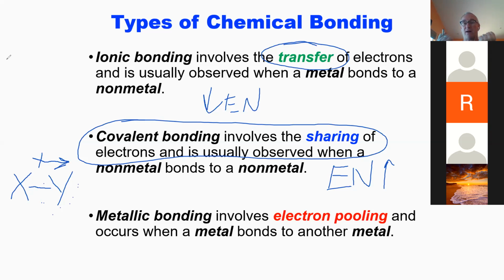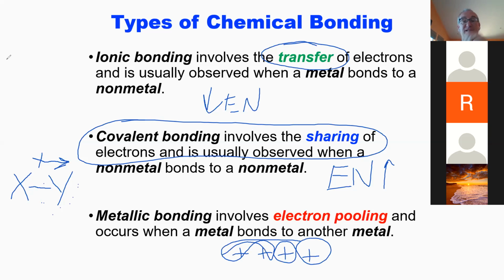And then finally, metallic bonding is sort of different than either one, because basically they're sharing electrons throughout the entire piece of metal. It's not just two atoms sharing electrons, it's all the atoms sharing electrons. And so basically there's just positive charges stacked on top of each other and negative charges flowing in between them.